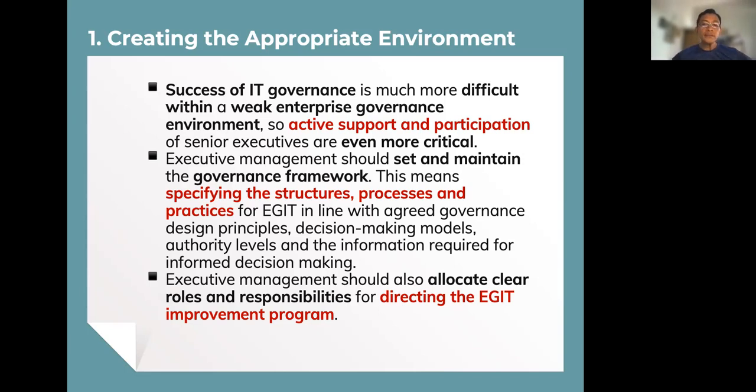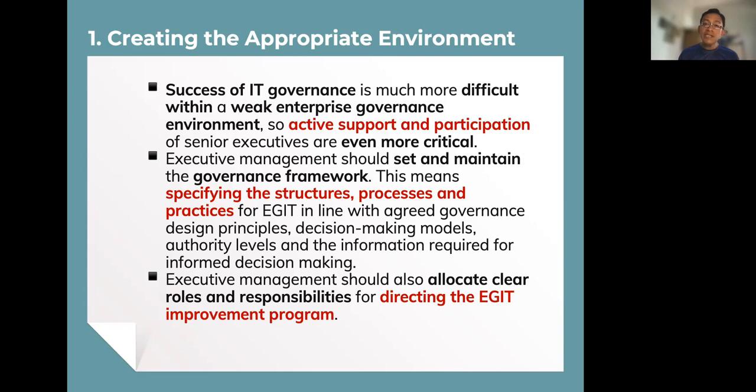Okay, and then the authority level for sure, who has the right to authorize something, and then the information required for informed decision making, because governance and management is actually about decision making, guys. So that's the main thing that happens within the right governance and management systems, that you will decide the right decision for your own sake.